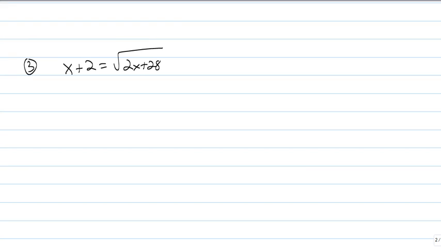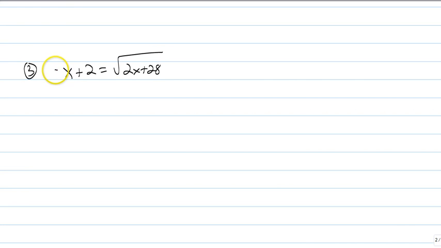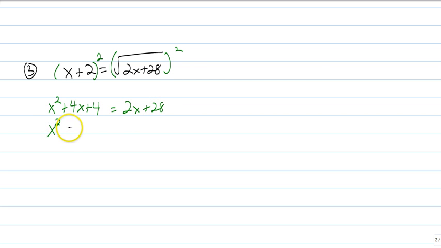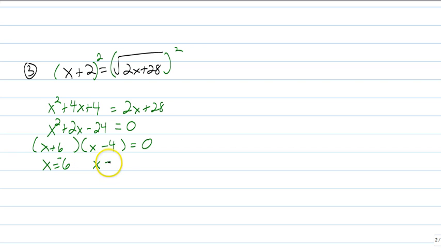Alright, last one. Same thing. Square both sides. You get x squared plus 4x plus 4 equals 2x plus 28. Move everything to one side, and you get minus 24. So x squared plus 2x minus 24 is equal to 0. You can factor that with a 6 and a 4. I believe x plus 6 and x minus 4. So x equals negative 6 and x equals positive 4.